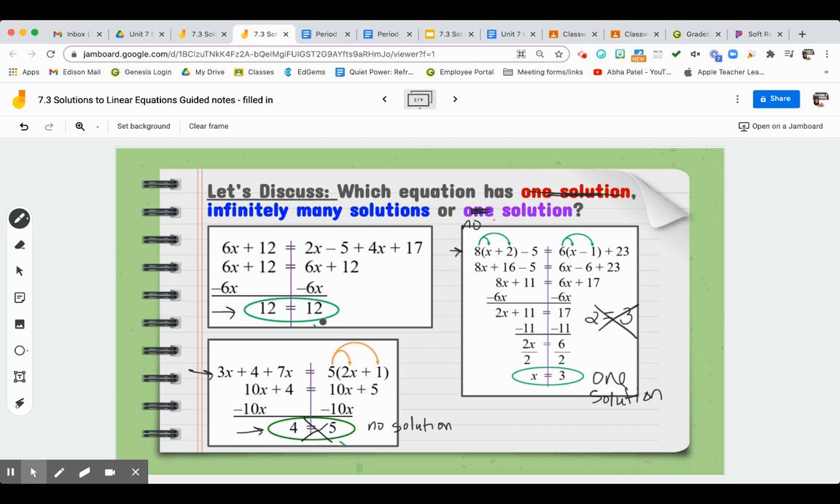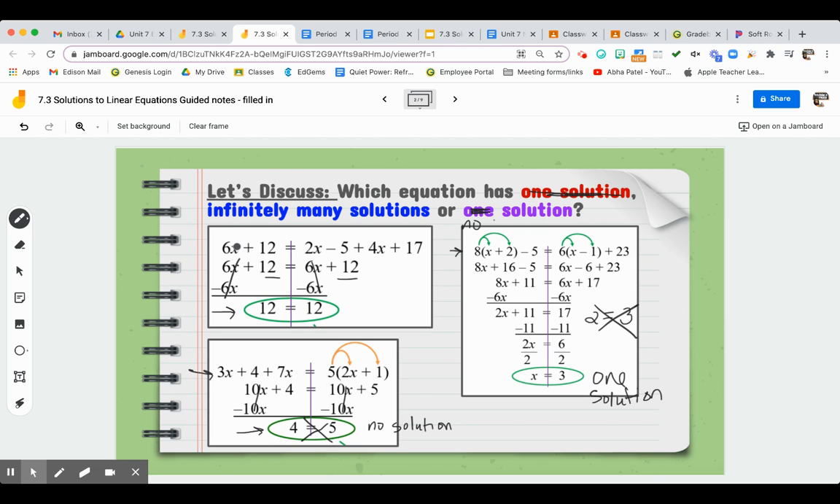12 does equal 12. This is not saying x equals 12. It's saying 12 equals 12. When you solve this, the x terms on both sides cancel out and you're left with 12 equals 12. Just like over here, when you subtract 10x from both sides, you're left with 4 and 5. So this is saying 12 equals 12. When the variable gets eliminated and you have that number equaling the same number, that means every single number you can think of on the planet will work for this.